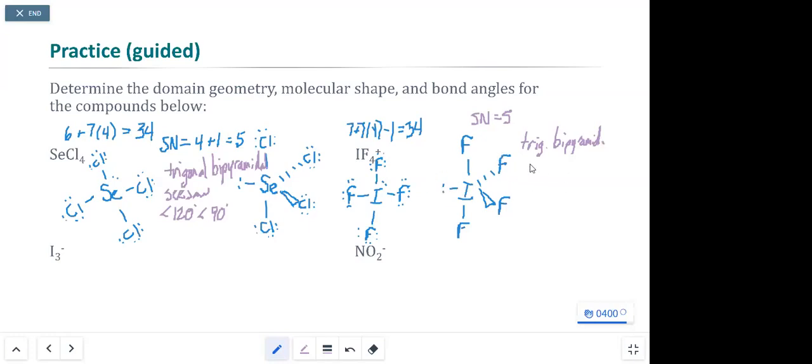With that lone pair in place, that means that we are looking at the seesaw configuration, and the bond angles there are less than 120 and less than 90 degrees. All right. Any questions thus far about either of these two examples?